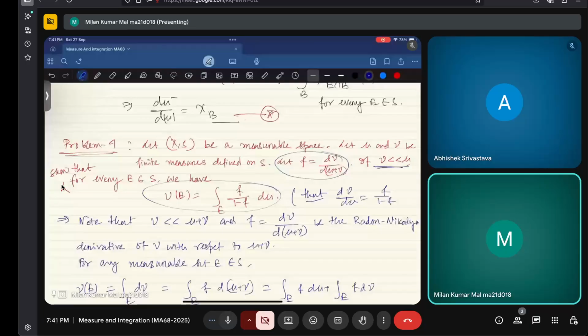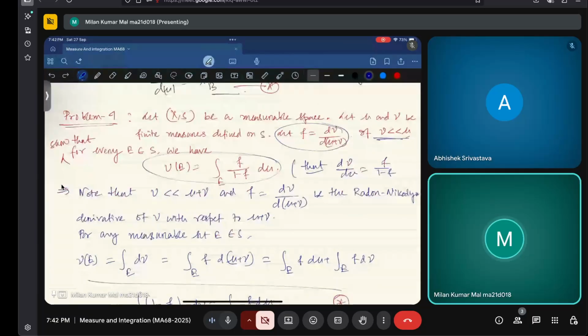Now, if nu is absolutely continuous with respect to mu, then we can show that the Radon-Nikodym derivative of nu with respect to mu is actually f by 1 minus f. So how to show this? First of all, using the fact that f equals d mu by d (mu plus nu), that means the Radon-Nikodym derivative of mu with respect to mu plus nu is actually f. So then mu of E will be this one, because f is the Radon-Nikodym derivative. That is standard.